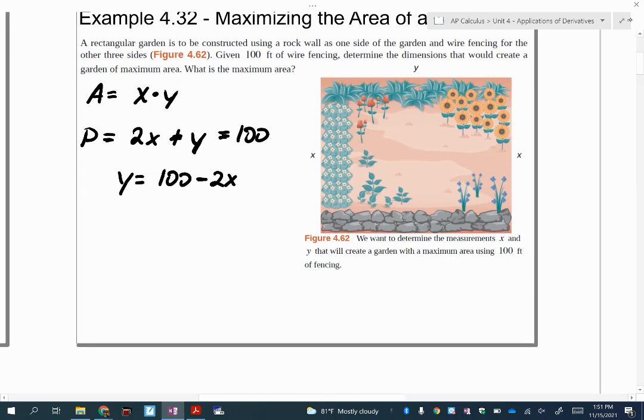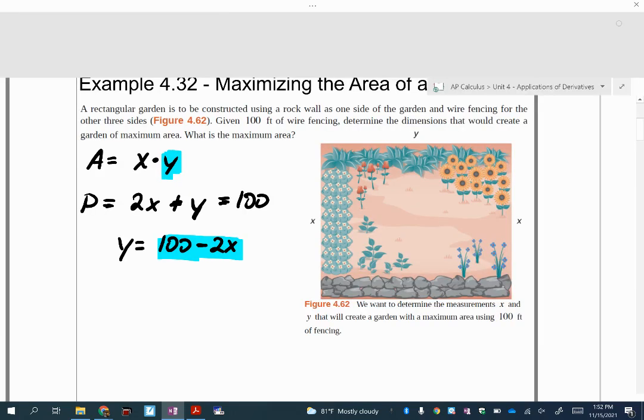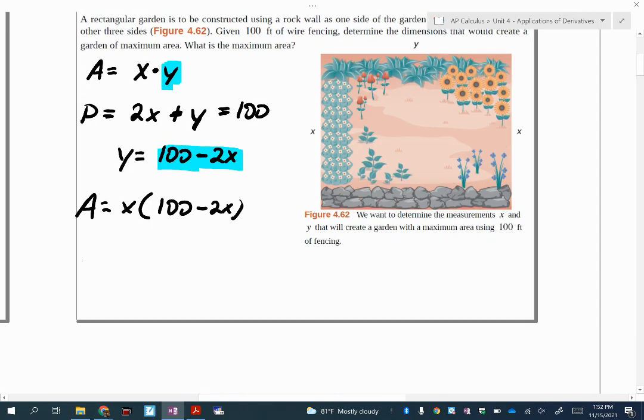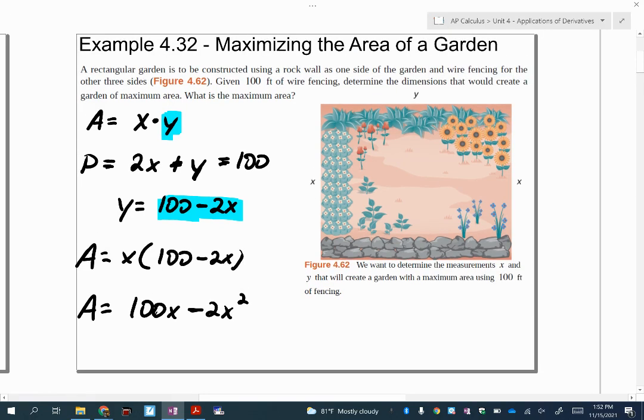Now I'm going to substitute Y, which equals 100 minus 2X, into the area. So I'm going to rewrite my area as a new function that is now X times (100 minus 2X), or 100X minus 2X squared. I'm going to pause here because this is ultimately the area function that I want to maximize. I'm going to find the maximum of this function using some of the strategies we used in earlier lessons. But before I do that, I want you to think about what the possible values for X could be.